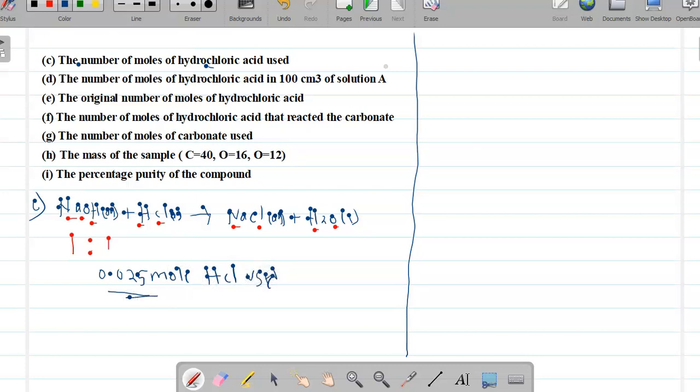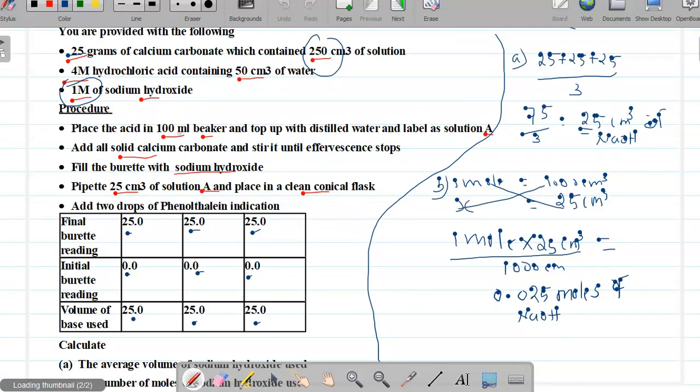Good. We have question D. Question D is asking the number of moles of hydrochloric acid in 100 cm³ of solution A. So do we have the number of moles of solution A used? Yes, we have 0.025. Do we have the volume of solution A used? Yes. The volume of solution A used is 25 cm³ of solution A in a clean conical flask. That's what we used.